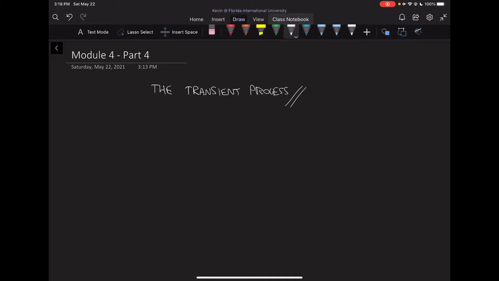For the transient process, we need to solve the continuity equation and the first law with an extra term that we had canceled for the steady process. So let's look at the continuity equation first, which is our conservation of mass equation. For a transient process where we have a change in mass inside a control volume, it would be the following.